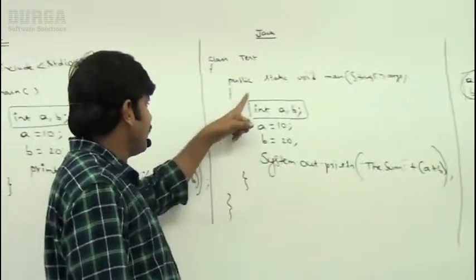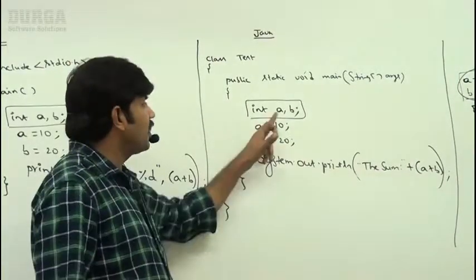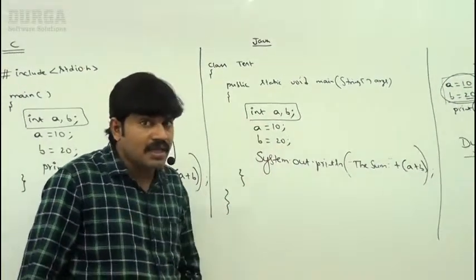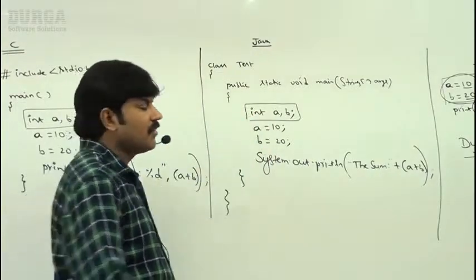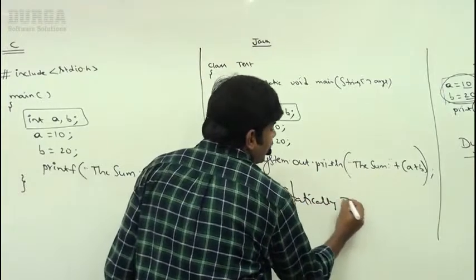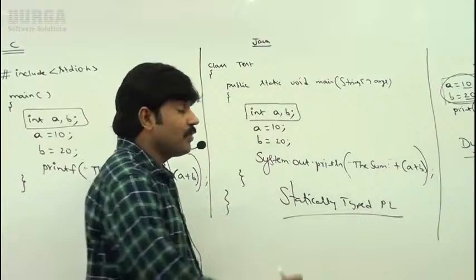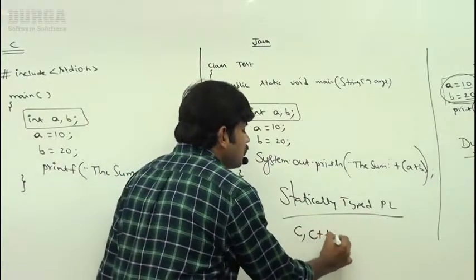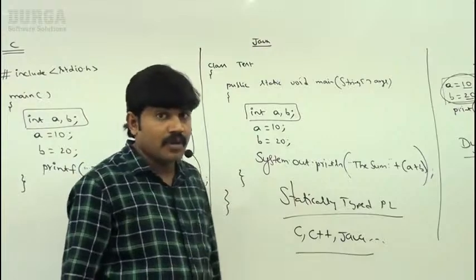But in Java, compulsorily each and every variable should be declared with a type. Without a type, you can't use any single variable. Such types of programming languages are statically typed programming languages. The best examples are C language, C++, and Java. These are statically typed programming languages.